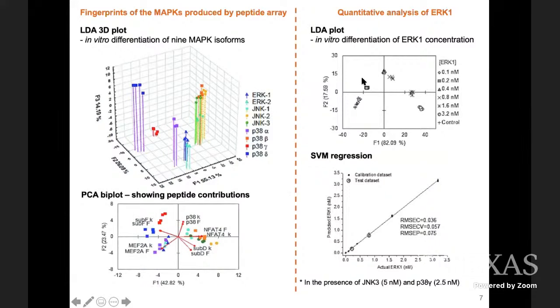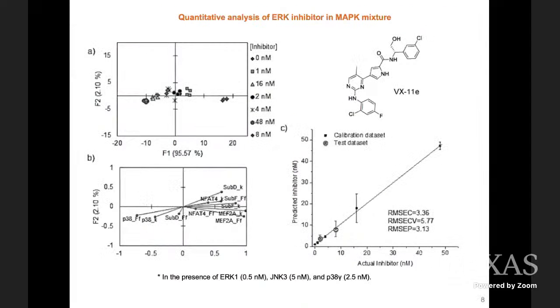Then we perform the quantification of ERK1 in the presence of JNK and P38. The LDA plot shows that we can differentiate the ERK1 concentrations, and the SVM regression built the calibration curve, and we can get a good prediction to the samples with unknown ERK1 concentration, like here, these 2. Here are the results about the quantification of ERK inhibitor concentrations in the presence of all the 3 MAPK groups. Similarly, the prediction plot was built for the quantification of this inhibitor.